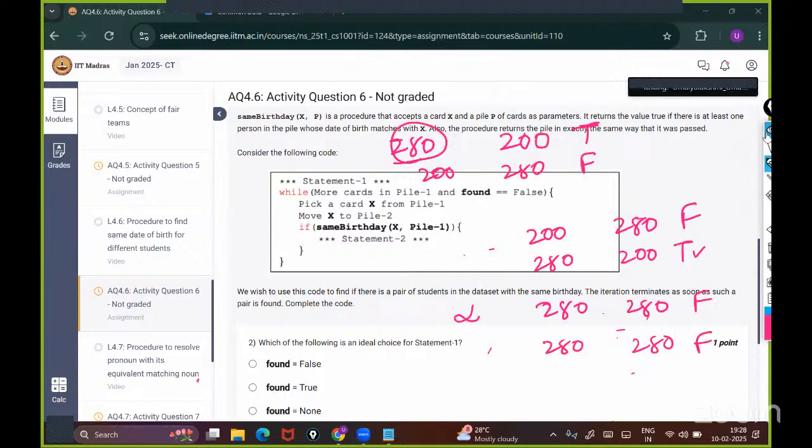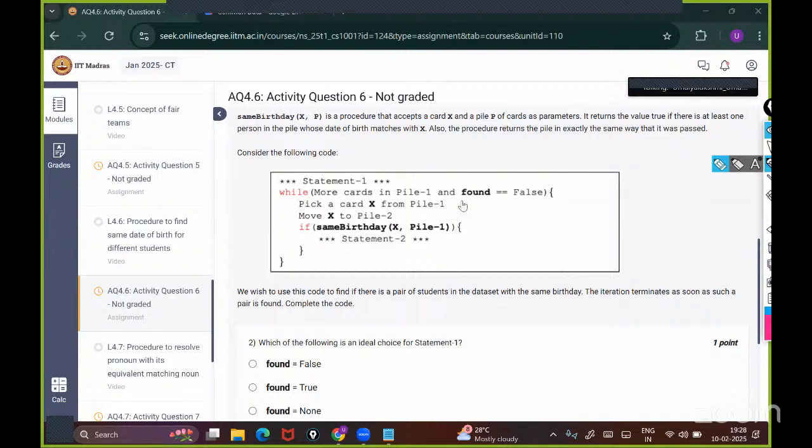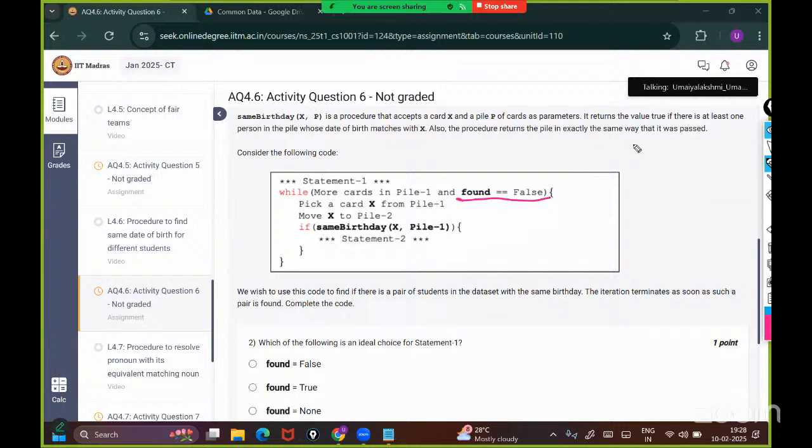Because can you see here what the condition is checked with? Here they are checking found as false, which means, can you see, it returns the file exactly the same. So it returns the value true if there is at least one match. If even one match is found, it will return, right? Which means it has to stop the process. So until the match is found, we have to iterate. So first, the value is initialized with false. If it is initialized with false, it will check.